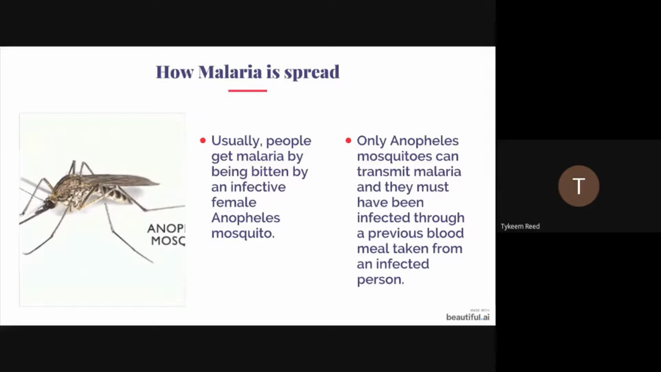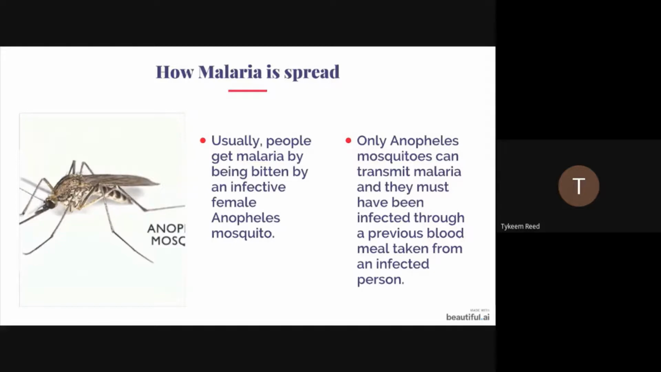If you get bit by a mosquito, you have to worry because it may have bitten someone else, or you may be the first one it bit. So that's why it's always good to kill mosquitoes. If you see a mosquito, try to kill it, because you don't know if that mosquito has bitten someone else and just bit you, in which case you could be infected with malaria, or it bit you and it's going to bite someone else. So you can prevent malaria, and you can stop it from getting to someone else.